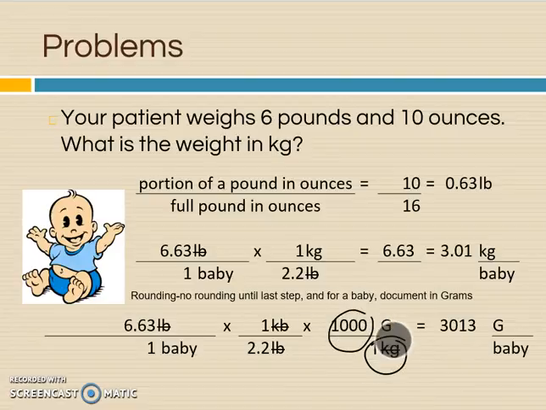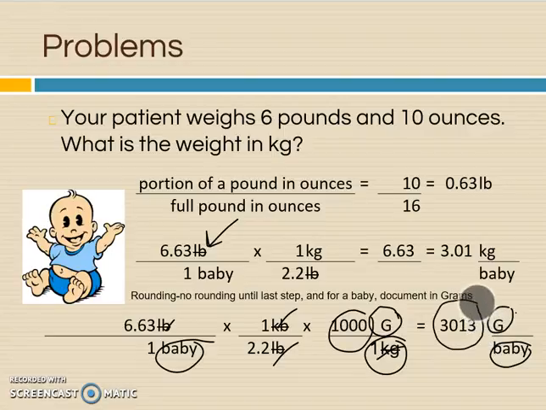1,000 grams is 1 kilogram. I like to put that actually into the equation, because then when you look at how many grams the baby is, you can see that everything cancels out nicely. Here's the kilograms, here's the pounds, and you end up with grams of baby and grams of baby. And then now you can see why you don't want to round off here, because otherwise this would not be 3,013. It might be 3,010 or something like that grams.